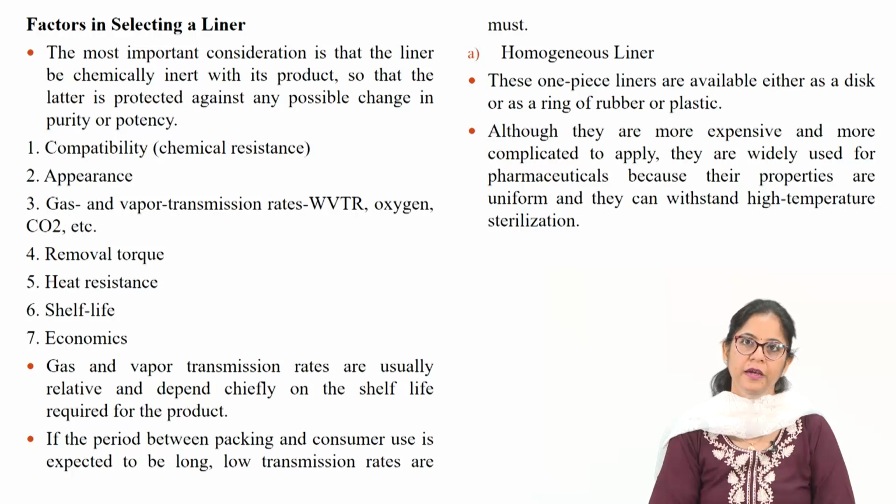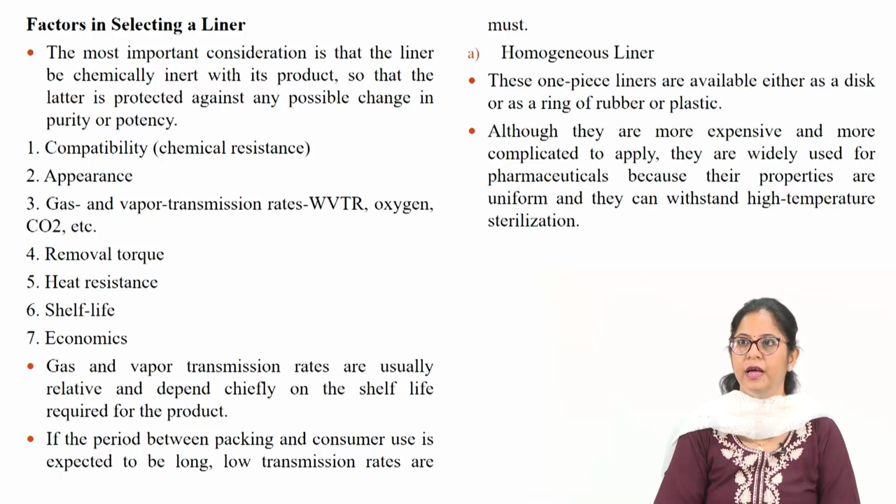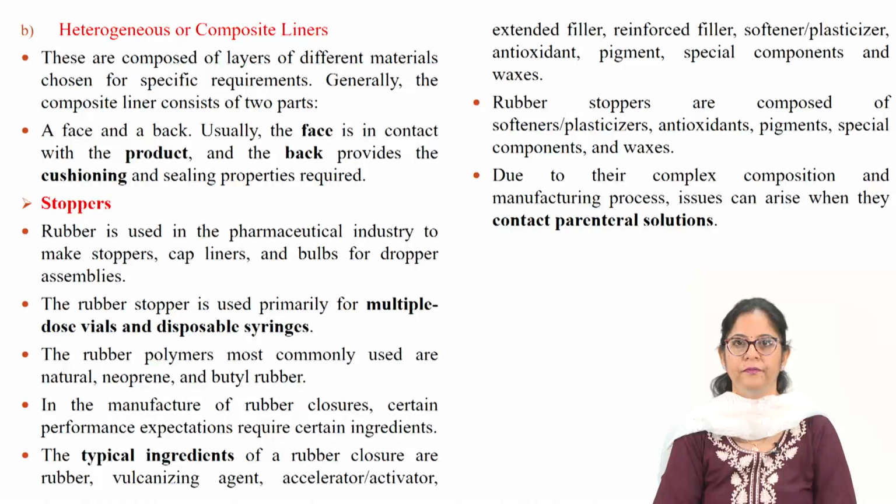The gas vapor transmission rates are usually relative and depend chiefly on the shelf life required for the product. If the period between packing and consumer use is expected to be long, low transmission rates are a must. Homogeneous liners, which are one-piece liners, are available either as a disc or a ring of rubber or plastic. Although they are more expensive and more complicated to apply, they are widely used for pharmaceuticals because their properties are uniform and can withstand high temperature sterilization.